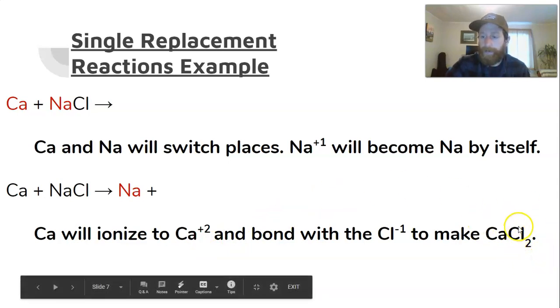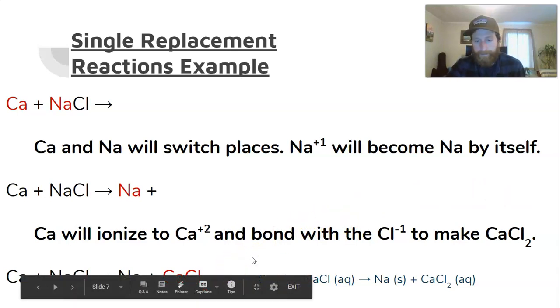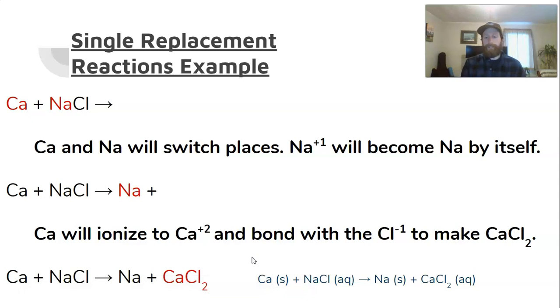So there is my new compound that's formed, and I would write my total reaction as Ca plus NaCl creates Na plus CaCl2. And if you care to see it, I know some of you probably will, when I put the phases back in, I would read it as Ca with an S plus NaCl with an AQ yields Na with an S plus CaCl2 with an AQ. Ultimately, that means solid calcium reacts with aqueous sodium chloride to produce solid sodium plus aqueous calcium chloride.